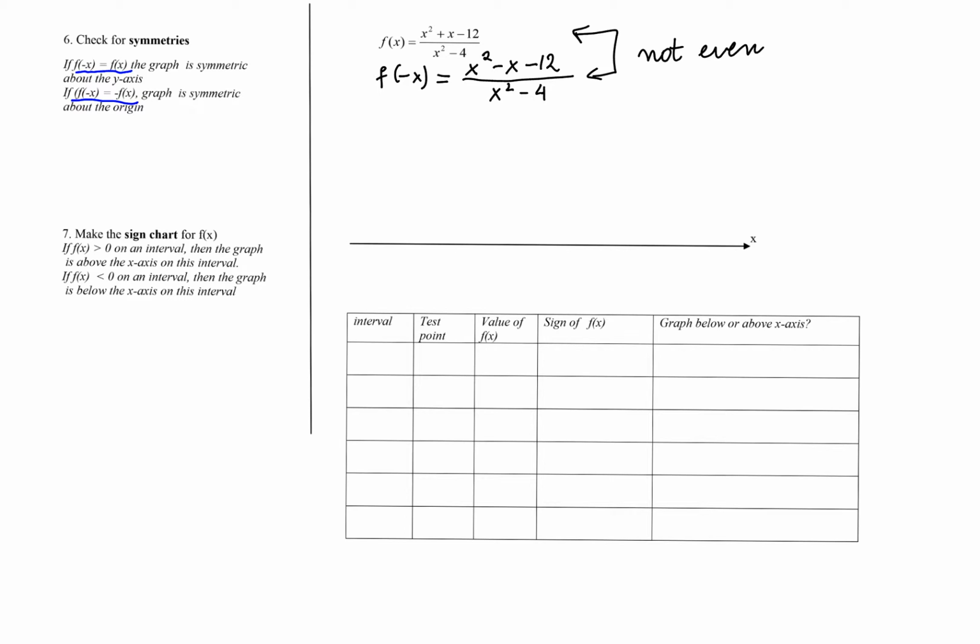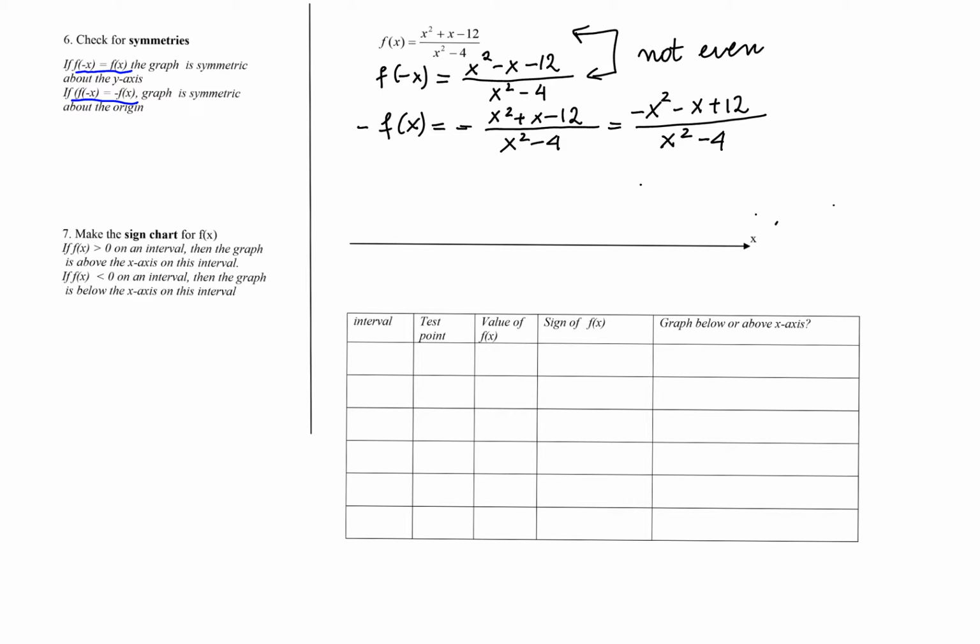Maybe the function is odd. Let's check whether the condition is satisfied. For this we need to know what negative f of x is. That's going to be negative (x squared plus x minus 12) over (x squared minus 4). If I bring the negative into the numerator, I will have (negative x squared minus x plus 12) over x squared minus 4.